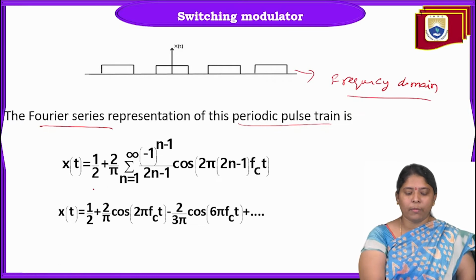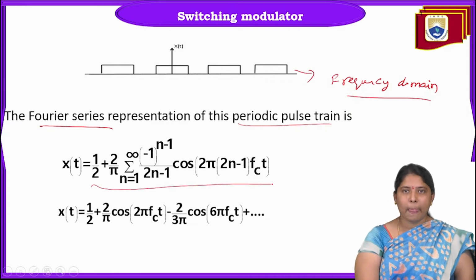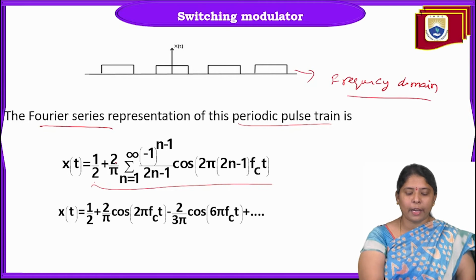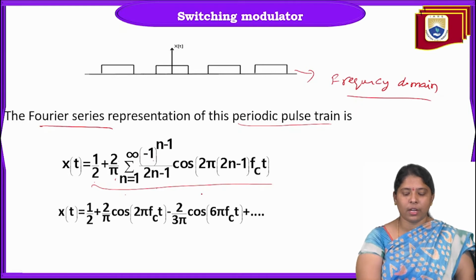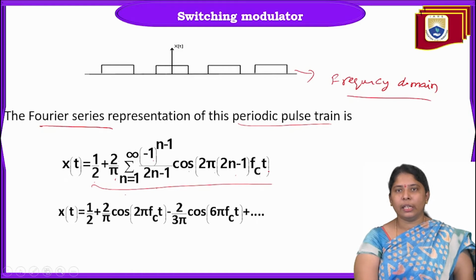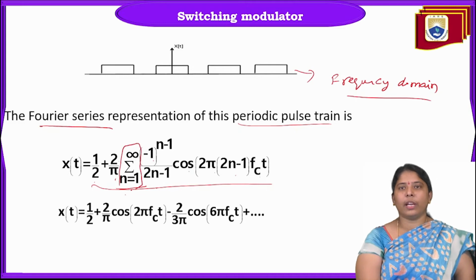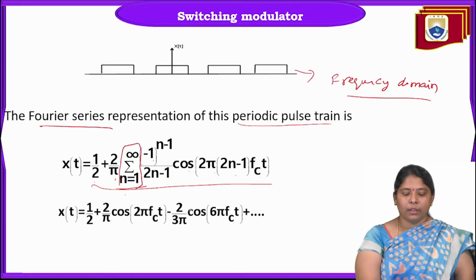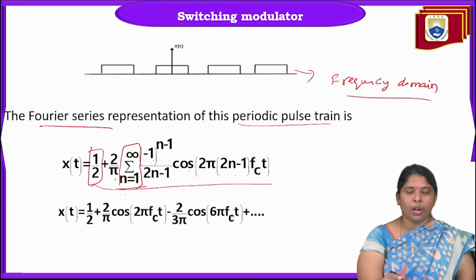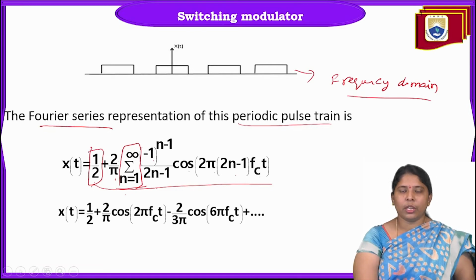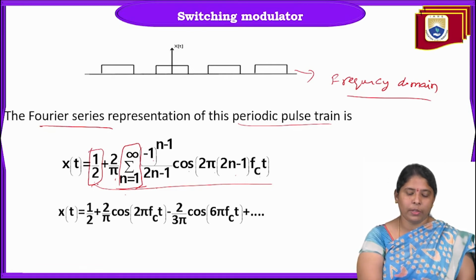So the Fourier series formula for this one is x of t equals 1 by 2 plus 2 by pi times the summation, n equal to 1 to infinity, of minus 1 power n minus 1 by 2n minus 1, cos 2 pi into 2n minus 1 into Fc into t. Here n is varying from 1 to infinity. The first term, 1 by 2, is called the DC term because there is no frequency term.